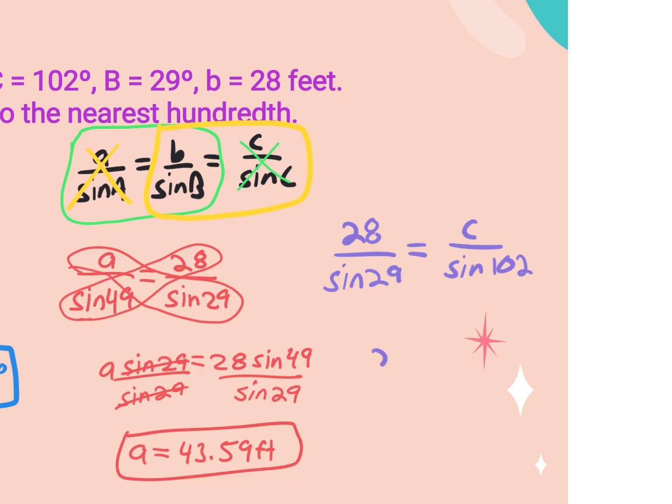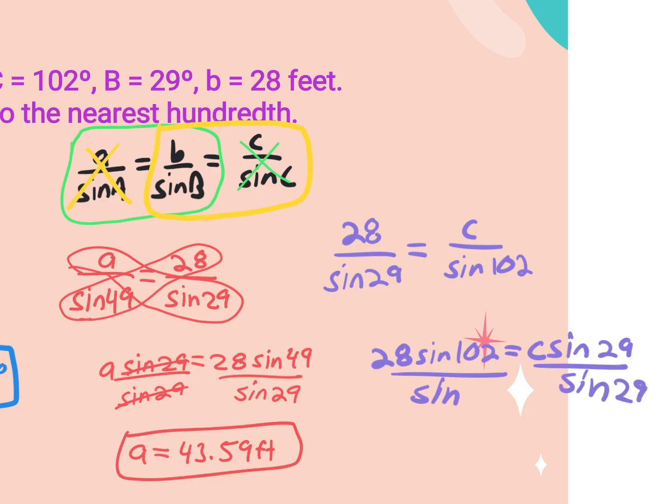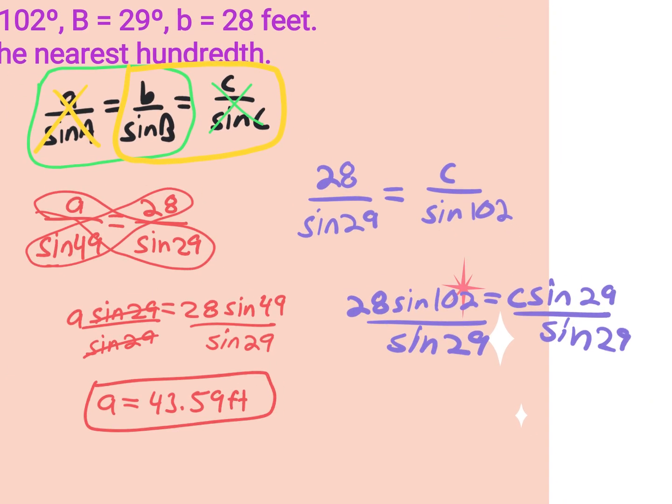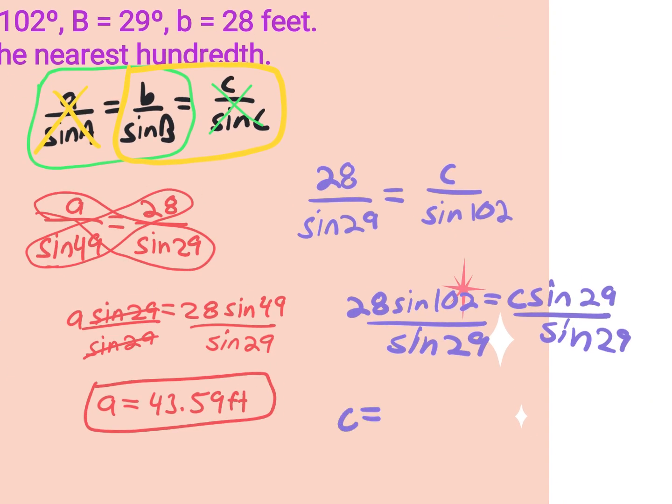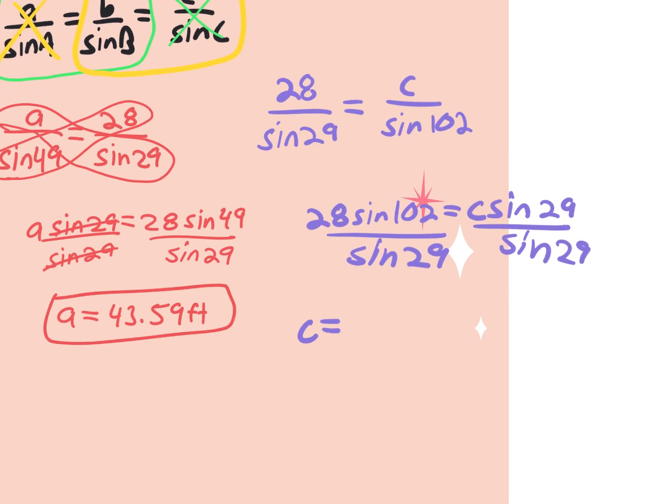Once again, you can cross multiply. This is going to get you 28 times sine of 102 equals C times sine of 29. And then you can divide both sides by sine of 29. Whatever you get when you plug that in your calculator is going to be your answer for C. So go ahead and take a moment, plug it in. And what do we get?